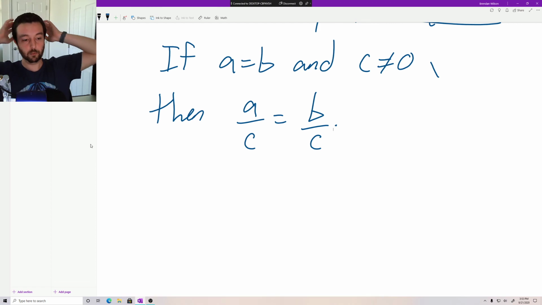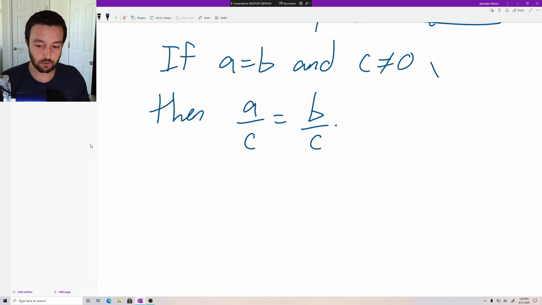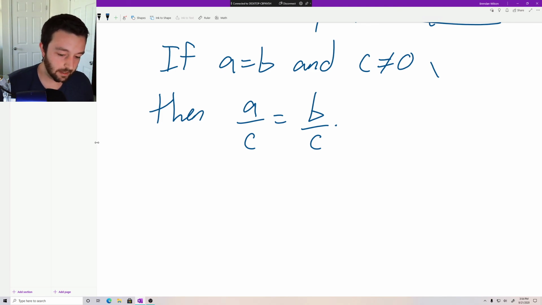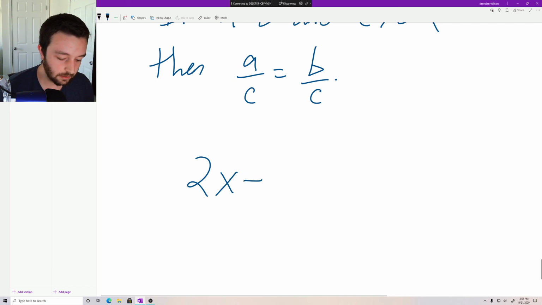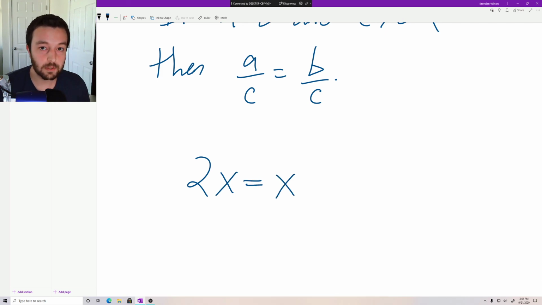This is something that's very important. We have to make sure we're not dividing by 0. So for example, if we have something like 2x equals x, where we have a variable on both sides, we shouldn't be dividing by x, right? Because if we did, all right, let me back up. If we have 2x equals x, okay, the division property of equality says we can divide by whatever we want. So we might be able to divide by x, but we can't divide by 0. And because we don't know what x is, x could be 0. So we have to make sure we're not doing that, okay?